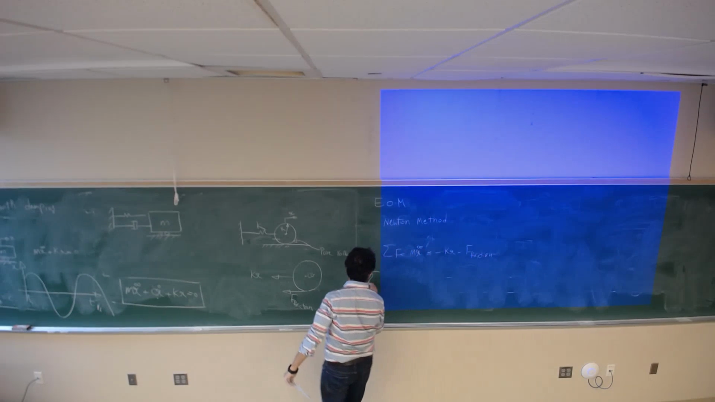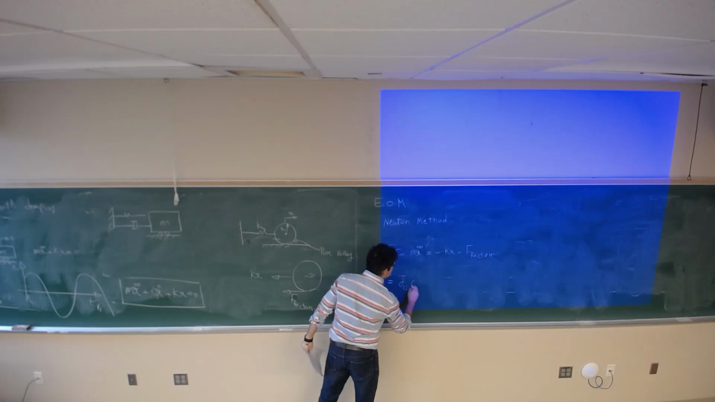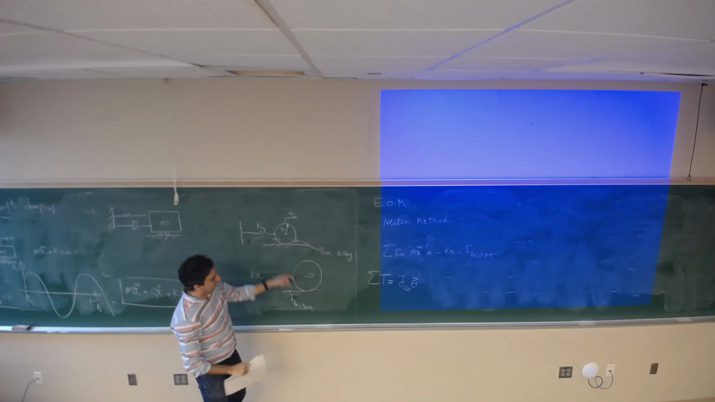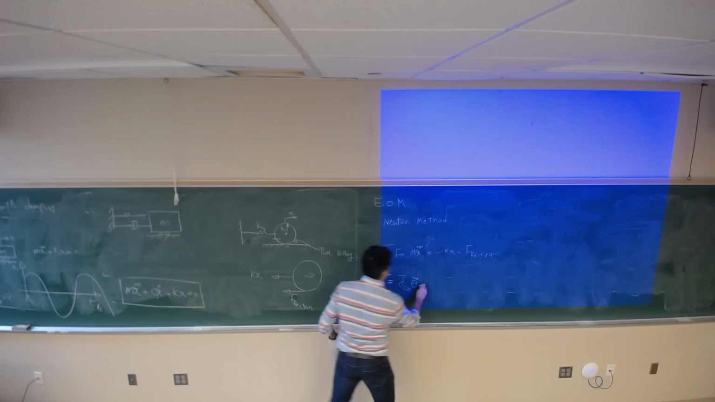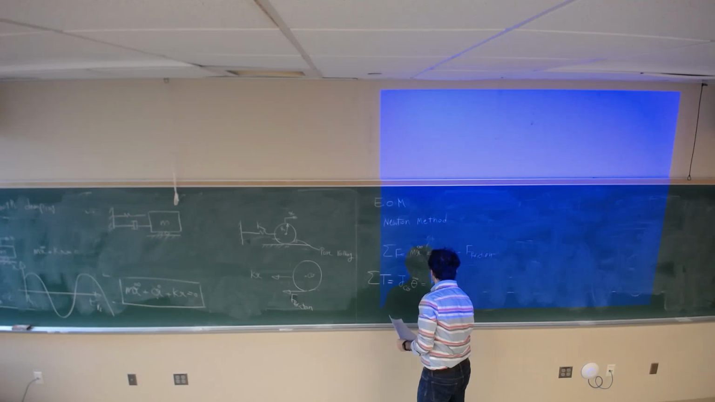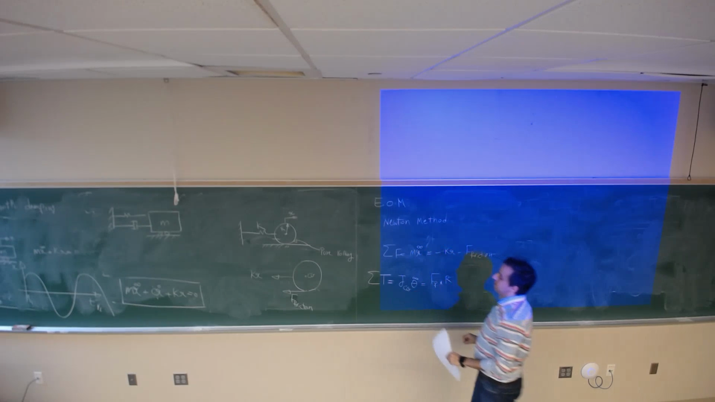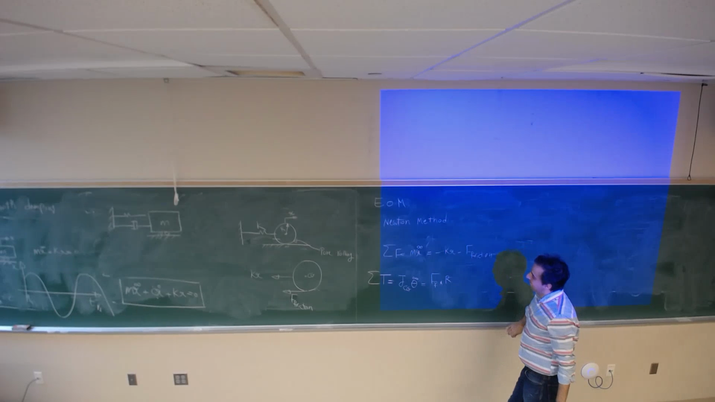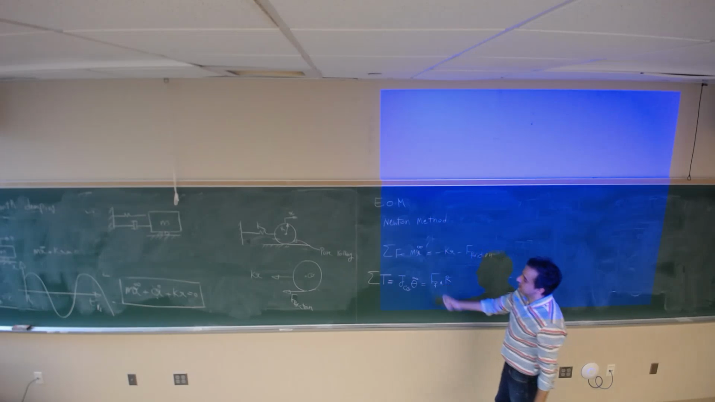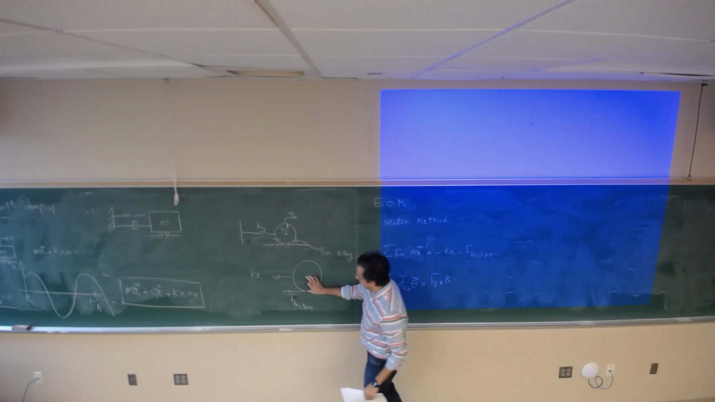So summation of the torque would be J with respect to center of gravity times theta double dot, which is the angular acceleration of rotation, equals to force, friction, times the radius R. It's gonna give me the torque.